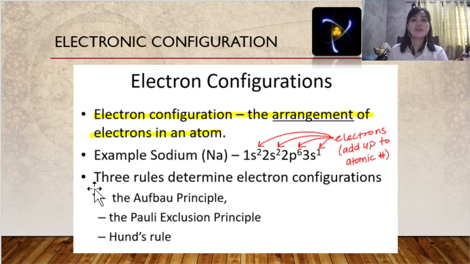Okay? There are 3 rules to determine the electron configuration. We have the Aufbau principle, the Pauli exclusion principle, and the Hund's rule. Again, 3 rules to determine electron configurations: Aufbau, Pauli exclusion, and Hund's rule.